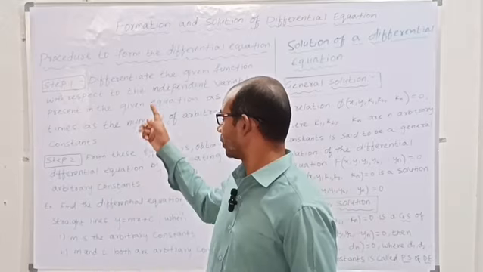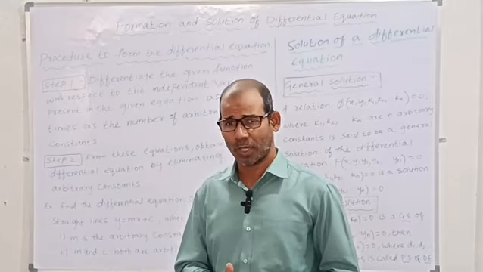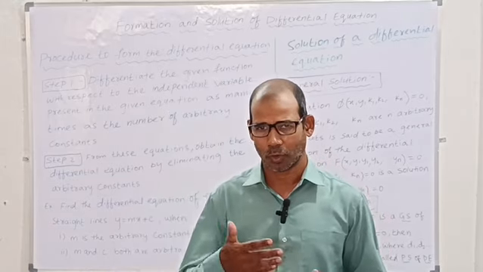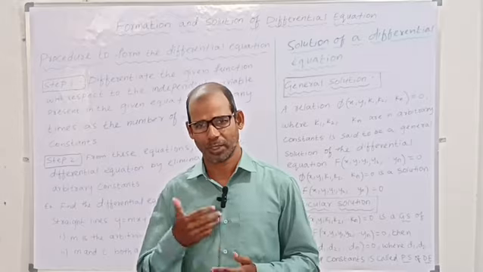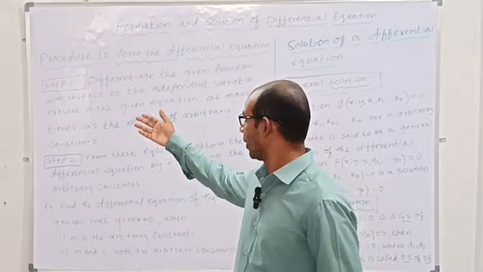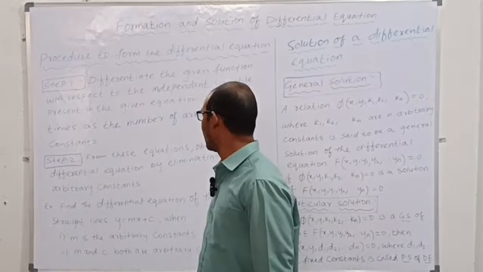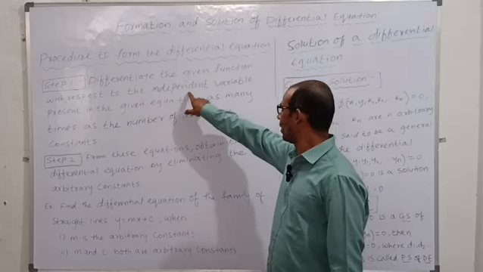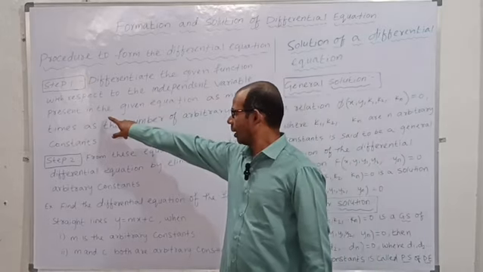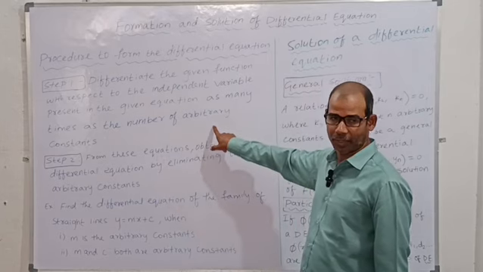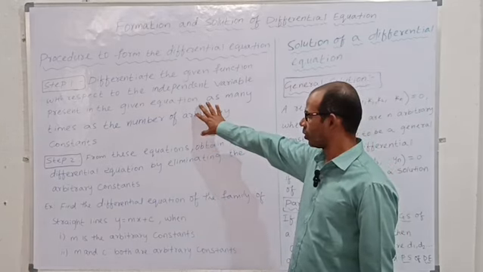Okay, so we have to obtain the differential equation from the given equations. You have to follow certain procedures to form the differential equations. What is that procedure? Let us see it. Step one: differentiate the given function with respect to the independent variable present in the given equation as many times as the number of arbitrary constants. This is the first step we have to do.